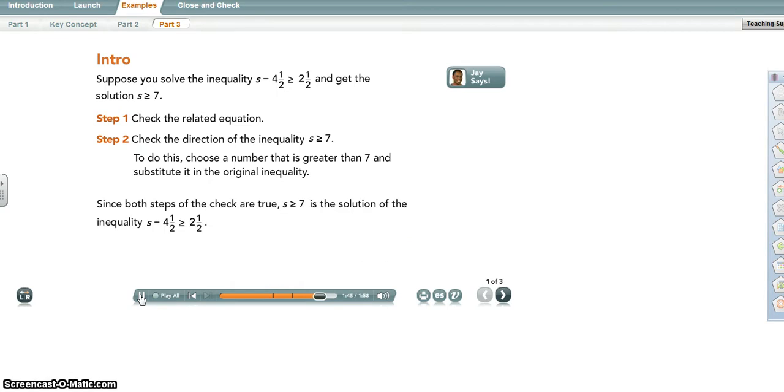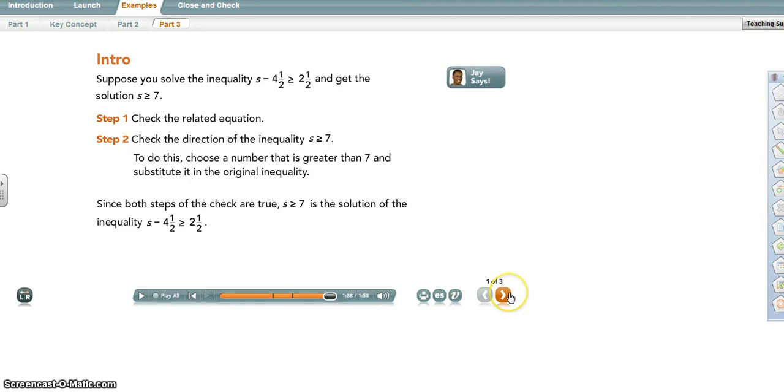Since both steps of the check are true, s is greater than or equal to 7 is the solution of the inequality s minus 4 and 1/2 is greater than or equal to 2 and 1/2. And again, we had to check two things because we had a statement that was saying it's greater than or equal to 7. So we had to check both.